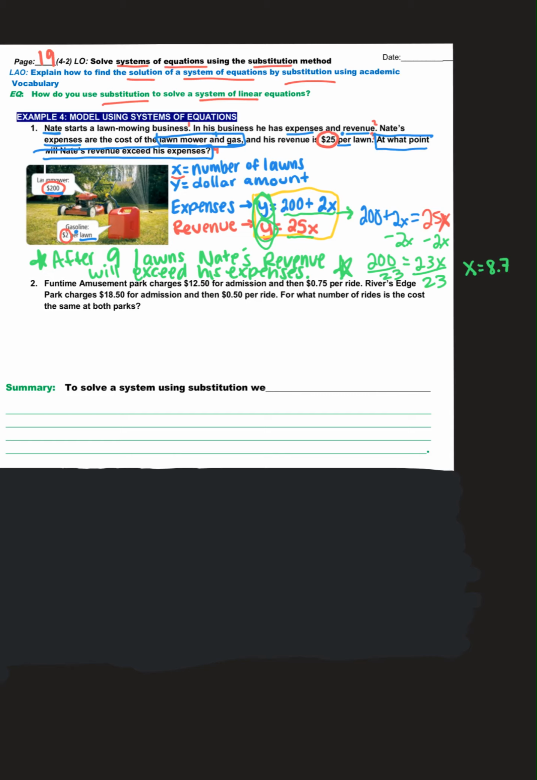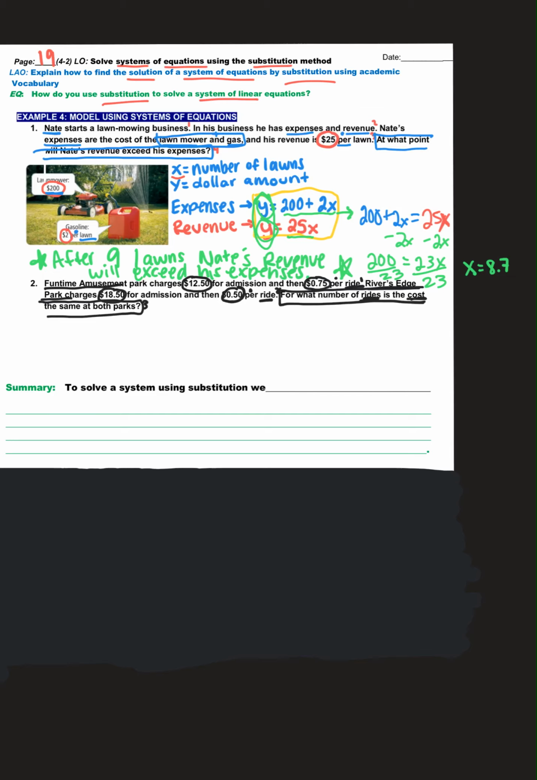Now let's circle our numbers. We've got $12.50, and then 75 cents per ride. And then River's Edge charges $18.50 and then 50 cents per ride. For what number, we know we're going to box that because it's what the question is asking: for what number of rides is the cost the same at both parks? I underlined rides and costs for a reason. I know that per means multiplication, so anytime I see per, I see ride. And we're talking about money, Fun Time Amusement Park and River's Edge.